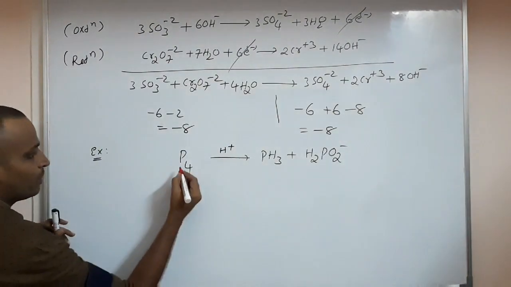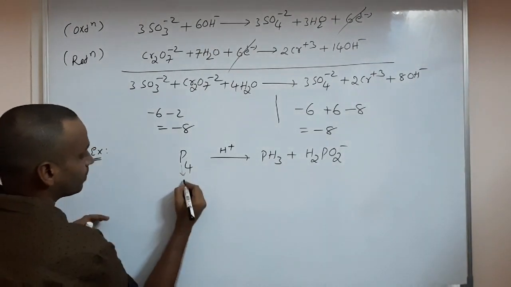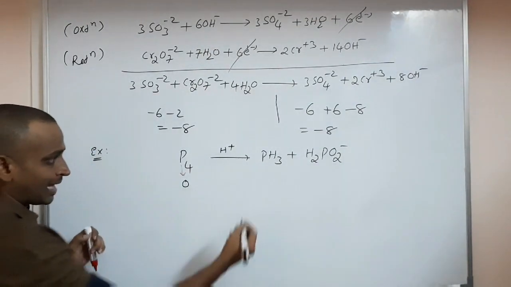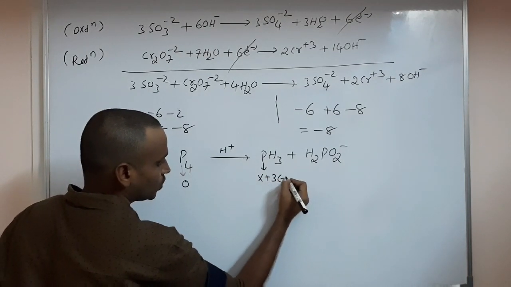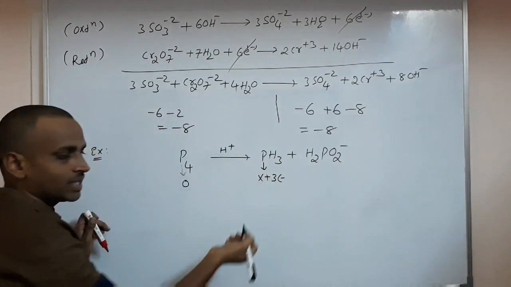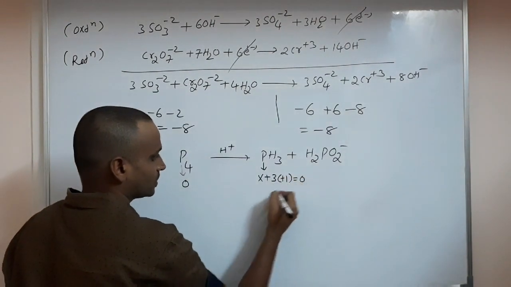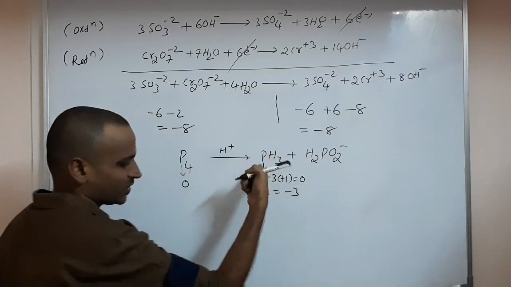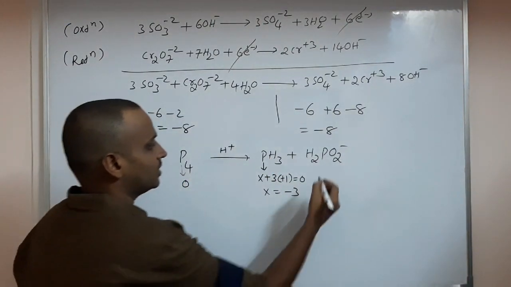Very simple. P4 means it is the elemental state, so P4 means 0. In PH3, X plus 3 into hydrogen; hydrogen is less electronegative, so hydrogen is positive, plus 1, so 3 plus X equal to 0, then X equal to minus 3. I told you this already, PH3 example. Phosphorus is minus 3 here.